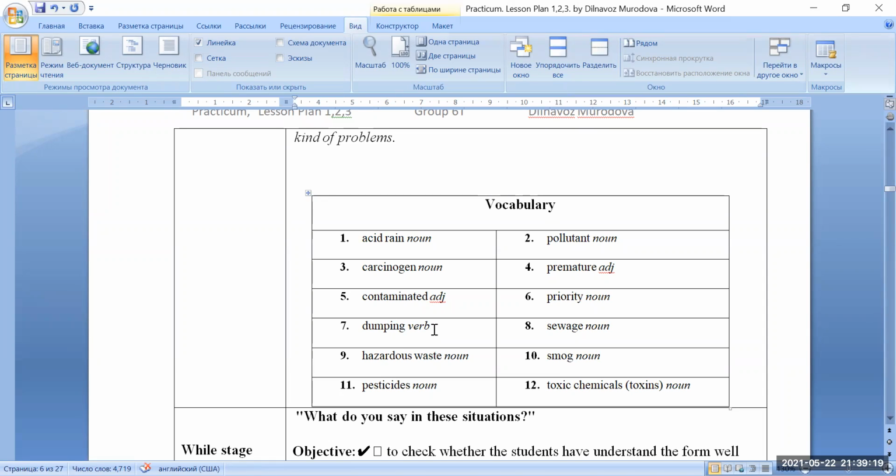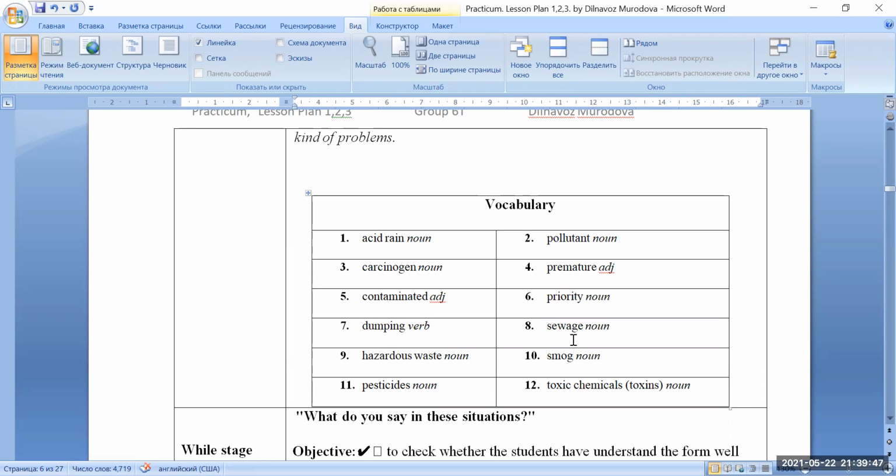Dumping. What is dumping? I know this verb. Usually when we want to say, for example, factories dump a lot of waste into a river. So dump is when we throw waste somewhere, placing waste in an inappropriate place. Yes, you are right.